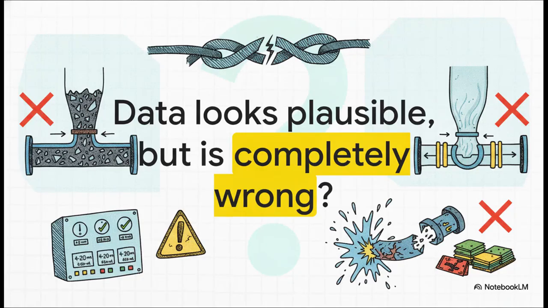So think about this. What happens when your control room data looks totally plausible, but is actually completely wrong? It's a huge danger in process measurement. Say you pick the wrong technology. Maybe you use a restriction device for a heavy slurry or low conductivity fluid. Your transmitter might still send a perfectly convincing signal right back to the controller. The system thinks, hey, everything's fine, but you're flying totally blind. You're risking catastrophic process failures and completely ruining your equipment.